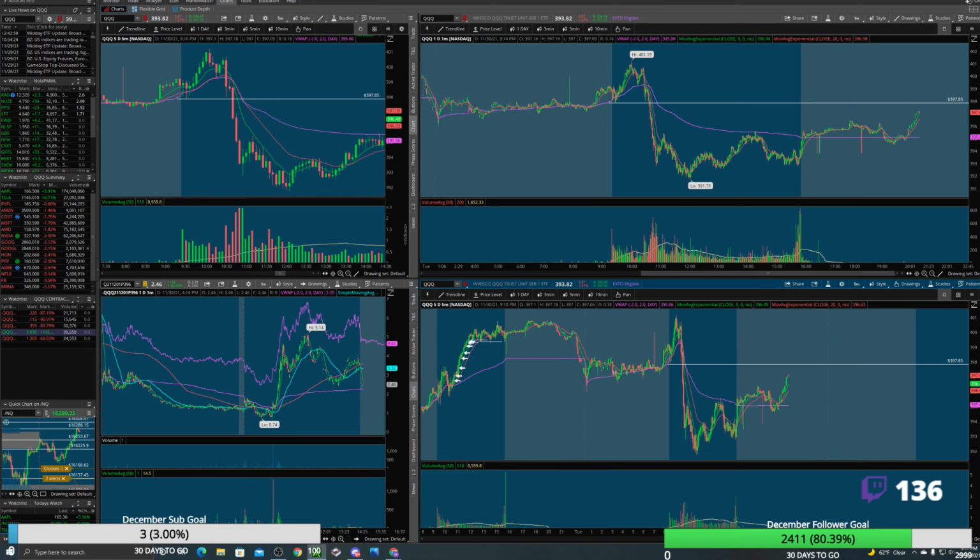Do I use Apple, Amazon, Microsoft at all when trading QQQ? No. I just look at NQ, a little quick chart, and then QQQ, and then my own analysis of the price action.